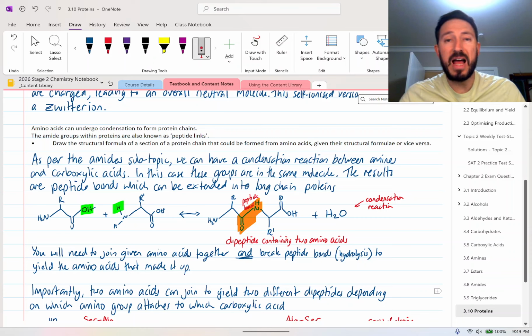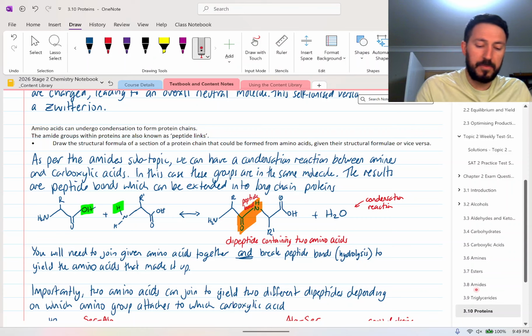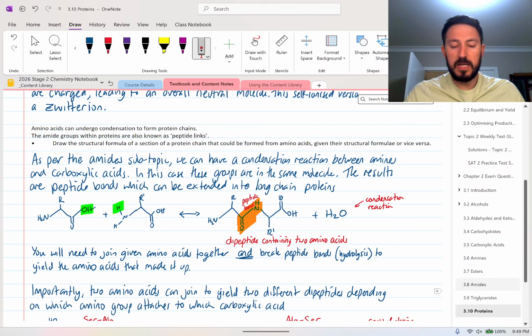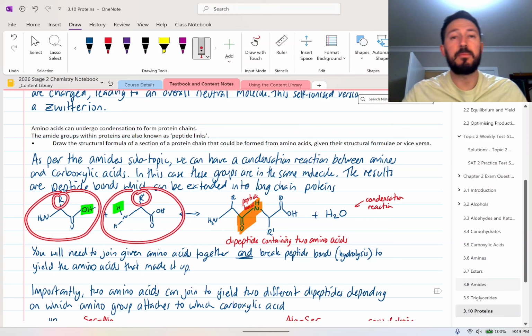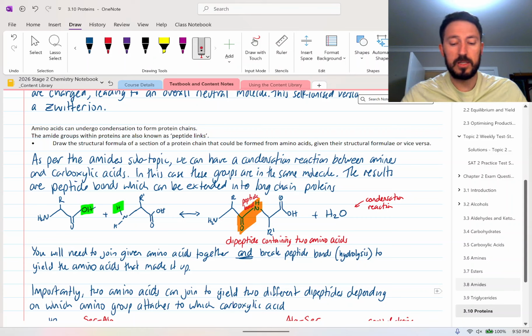So from 3.8, we had our amides. This is what we form. This particular version of it is called a peptide bond because you're joining amino acids together. Now, if we join one amino acid with a particular R group to another one with a different R group, you're going to end up with what's called a dipeptide, which is the beginnings of a protein with two amino acids attached to each other.